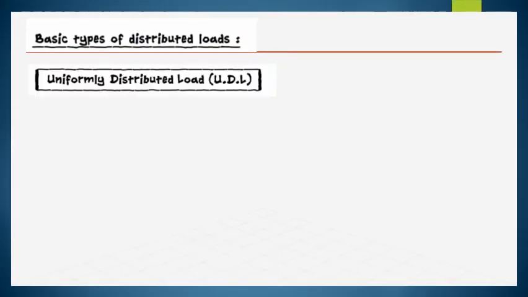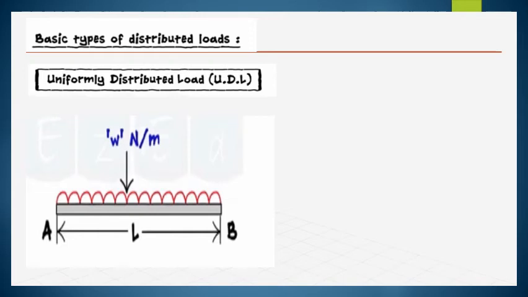The first one is the uniformly distributed load, usually named UDL. So what is a uniformly distributed load? If the intensity of load is uniform throughout the span, if the load is distributed uniformly over the length, it is called a uniformly distributed load. At any section, you get the same intensity of load per meter.